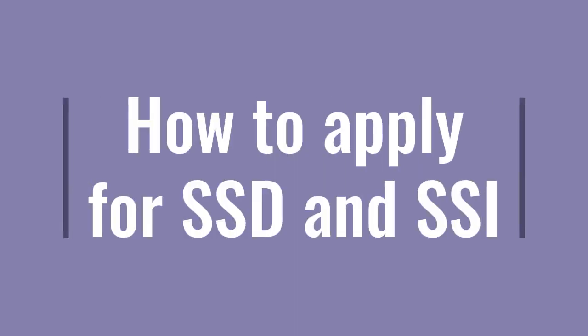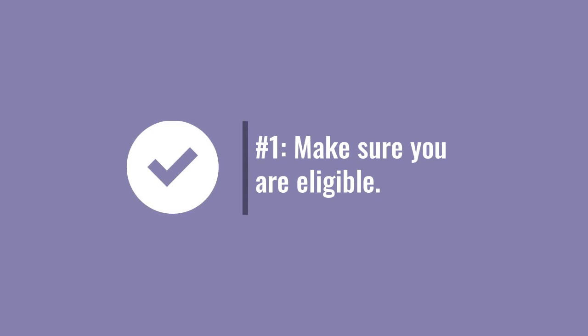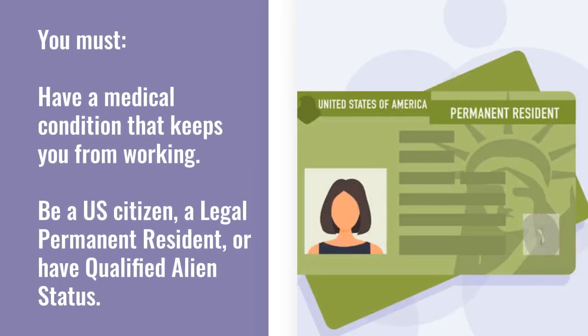How to apply for SSD and SSI. Step 1. Make sure you meet the standard to be eligible for SSI and SSD. You must have a medical condition that keeps you from working, and you must either be a United States citizen, a legal permanent resident, commonly known as a green card holder, or have qualified alien status.